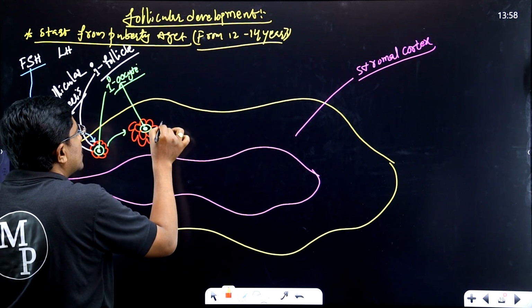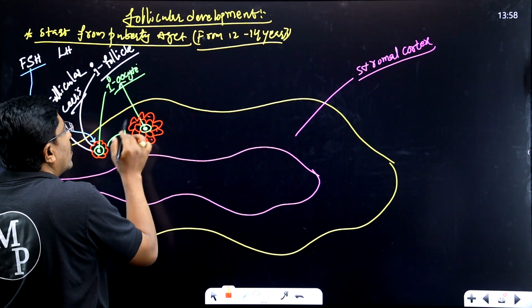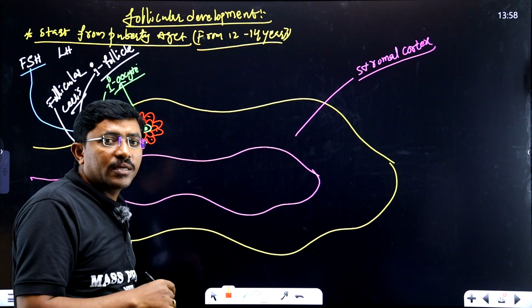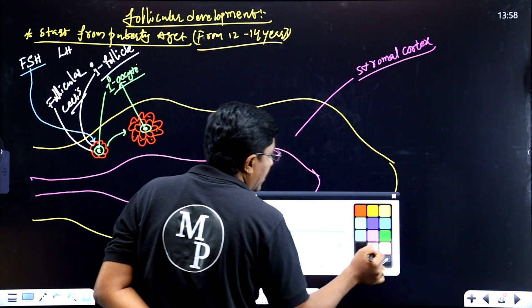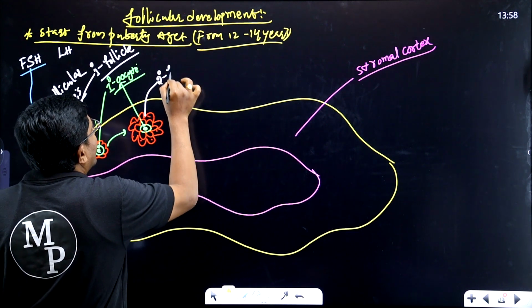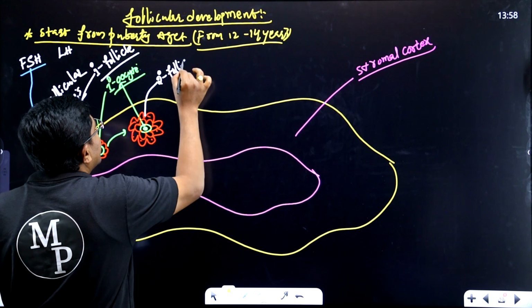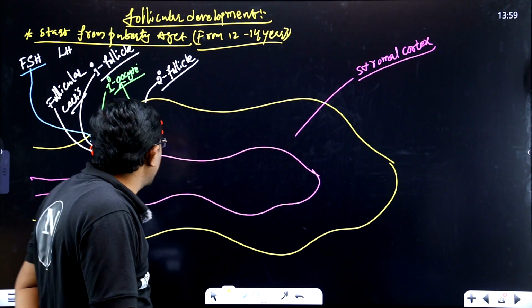Follicular cell number is increased. Means here, how many rows of follicular cells are developed here? Two rows of follicular cells are developed. These two rows of follicular cells contain the structure is the secondary follicle. It is the secondary follicle. Very simple and interesting thing is there.